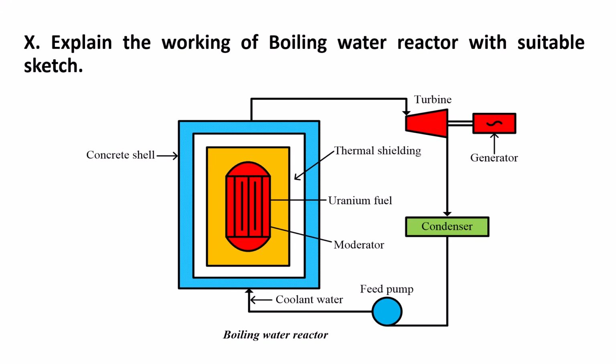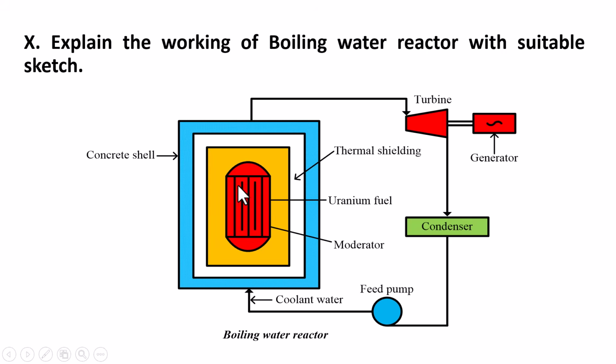Next question. Explain the working of boiling water reactor with a suitable sketch. We can see the sketch of a boiling water reactor, BWR. Sometimes it is asked like a BWR short form. Boiling water reactor. You can see at the center core the nuclear fuel is settled. Uranium fuel, you can see.